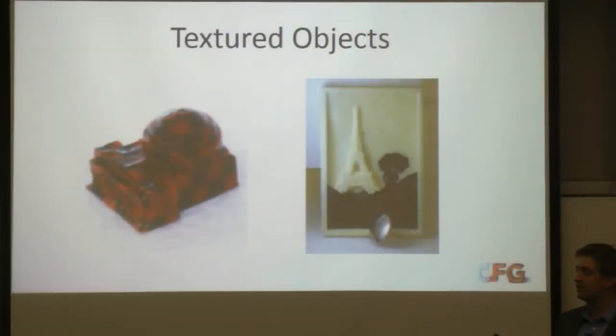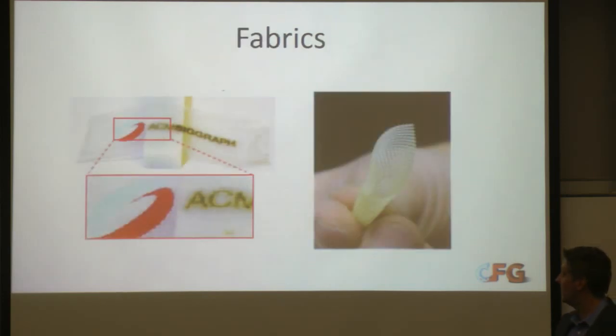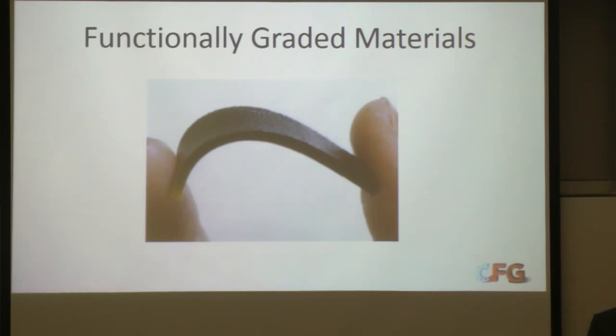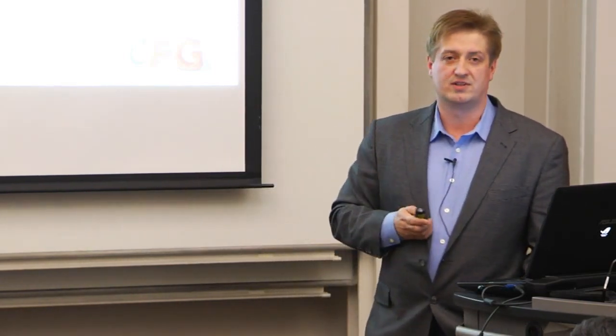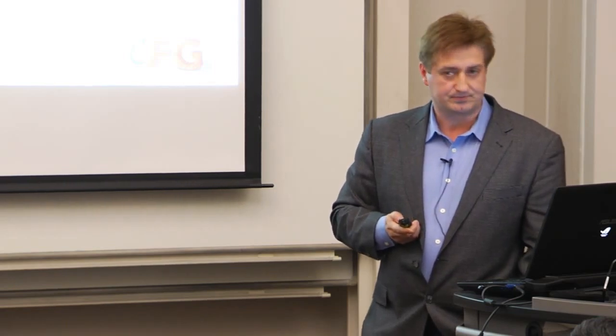We can print textured objects. So at this point, we can pretty much print full color prints. We can print things like fabrics, so very thin sheets with embedded colors or other types of properties. We can, of course, print functionally graded materials, where you can start with something that's very flexible and go to something that's very, very rigid. In general, you can mix up to 10 different materials within this space, and we are really exploring and adding more and more materials to the material library.